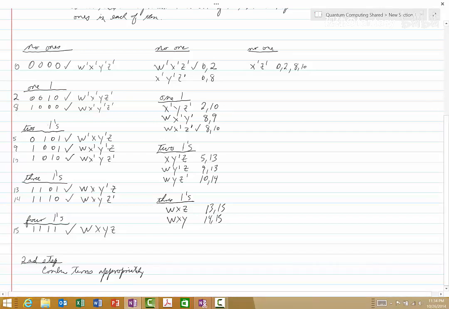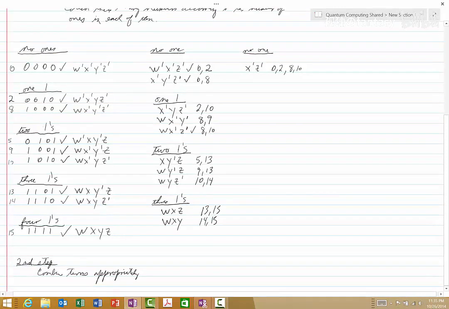And notice that X prime, Z prime that we obtain there from combining the 0,8 term and the 2,10 term is identical to what we already have. So we don't need to write it down again. And we also don't need to write down the numbers because this says 0, 2, 8, and 10, and if we wrote down these, we'd have 0, 8, 2, and 10. It's just the same numbers, but in a different order. So we've already accounted for that combination. But since we do have it, we want to write check marks by 0, 8, and 2,10.